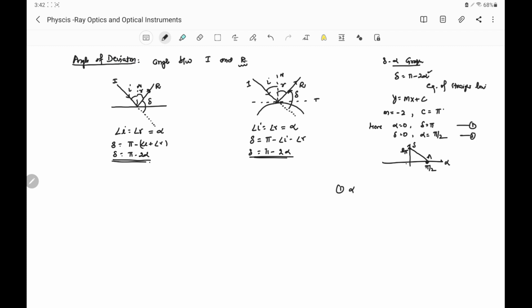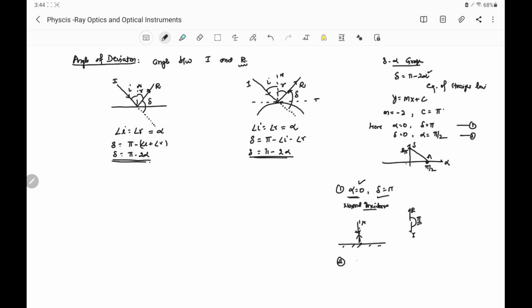For condition 1, we write that alpha equal to 0, then delta equal to pi. Alpha equal to 0 refers to normal incidence, and normal incidence has the angle of deviation pi. This is the surface on which n is the normal and the ray is incident along the normal, so alpha is 0. This ray after reflection returns along the normal, and the directions of the incident and reflected rays are opposite, so we can write that the angle between the incident ray and the reflected ray is pi. So the angle of deviation is pi.